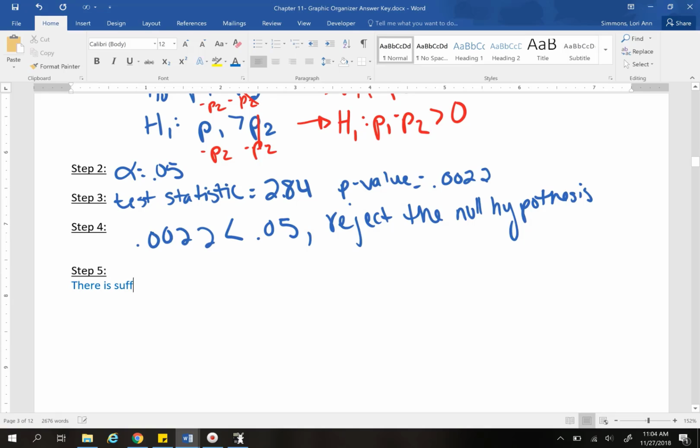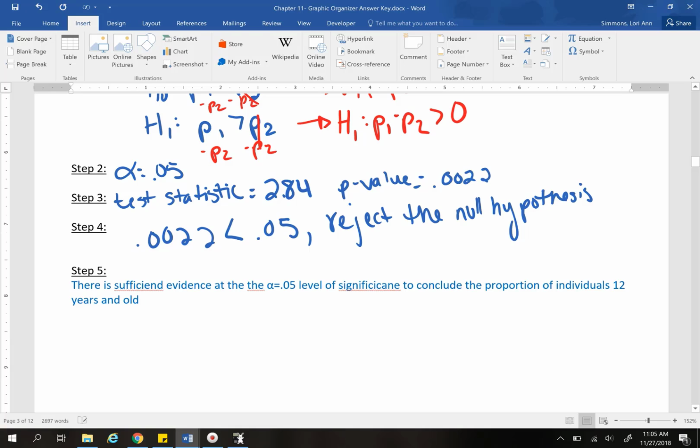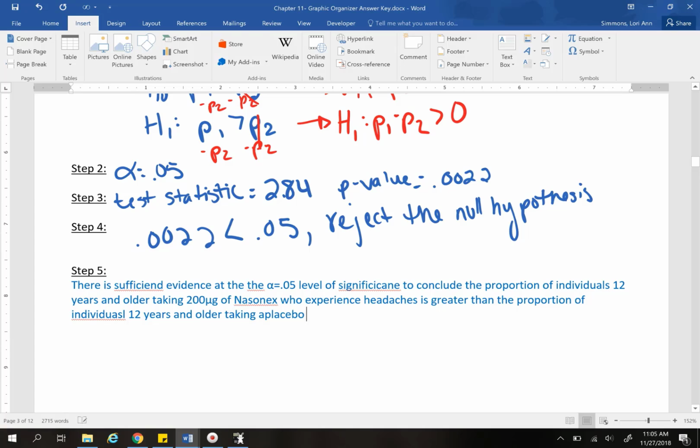So we can say there is sufficient evidence at the alpha equaling 0.05 level of significance to conclude the proportion of individuals 12 years and older taking 200 micrograms of Nasonex who experience headaches is greater than the proportion of individuals 12 years and older taking a placebo who experience headaches.